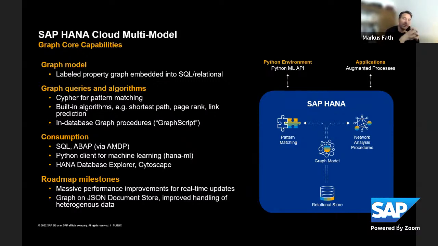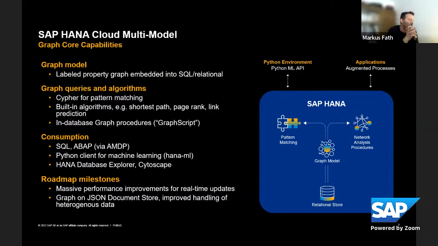And surrounding these built-in algorithms, we offer a full-fledged programming model called GraphScript. If you're familiar with database procedures on relational data, if you're familiar with SQLScript in SAP HANA Cloud, GraphScript is the analogy on top of network data. From a consumption perspective, there is also a Python client, the HANA ML library, which allows you to tap into the graph engine, create graph workspaces, and run some graph algorithms. And there are visualization capabilities provided by our HANA Database Explorer, for example.